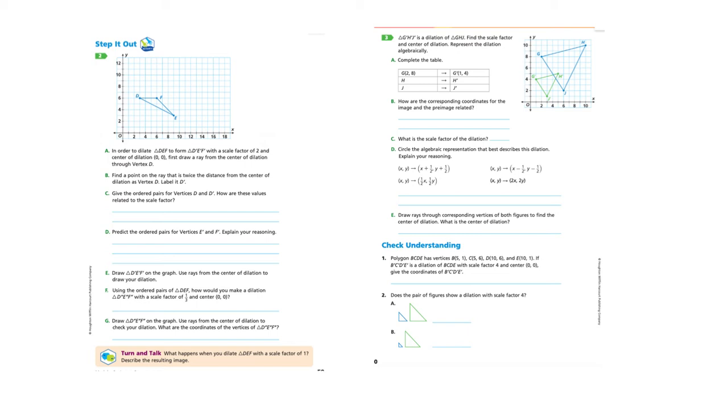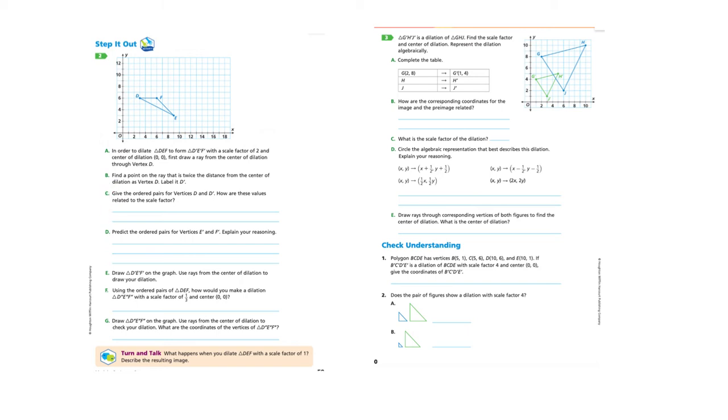So think about what that means, because they're telling you the scale factor is 2. So they want you to find a point on this ray that you've drawn that is twice the distance from the center of dilation, which is here, to vertex D. So somewhere, what's twice this distance? And because your ray extends, you'll be able to find a point there on that ray.